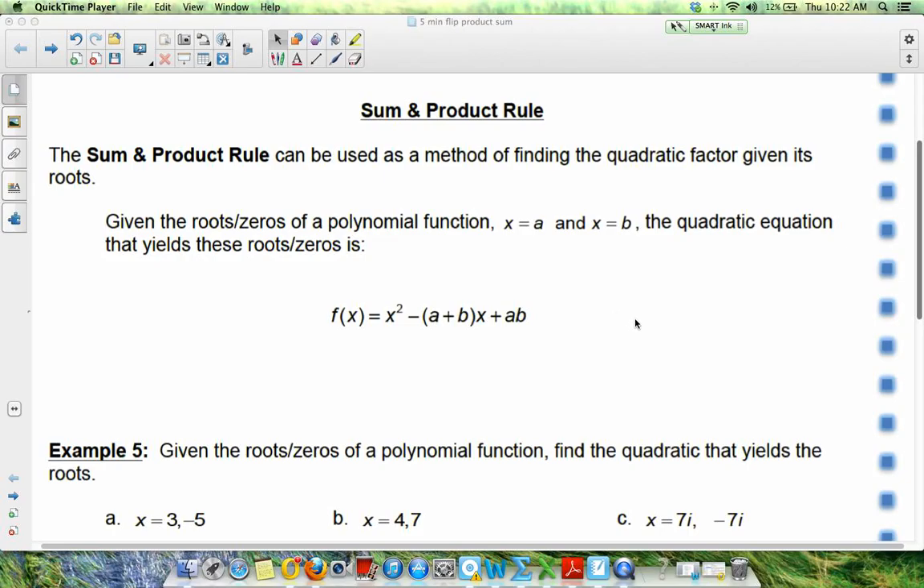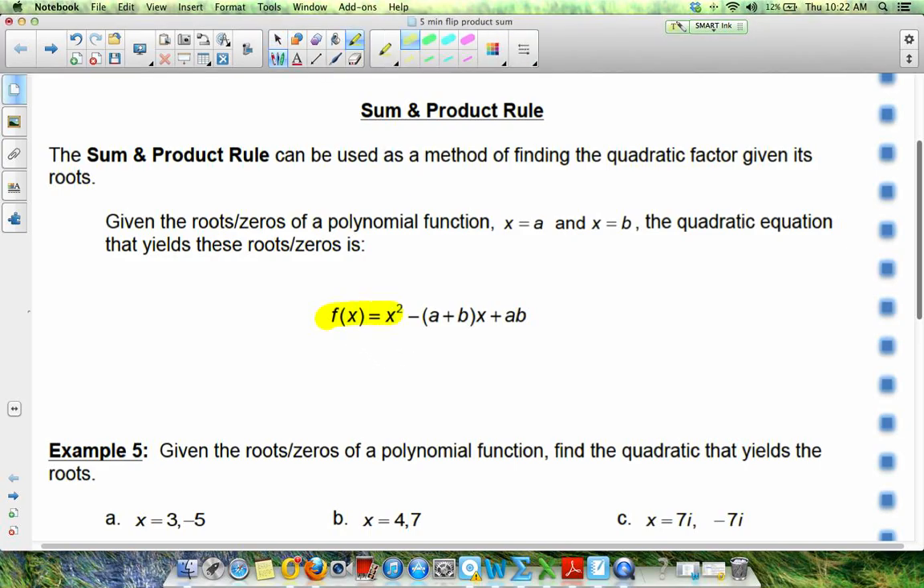Today's flip is going to show you the product sum rule that will help you build a polynomial expression knowing what the solutions or what the roots are. So we're going to start first by telling you you're going to have this pattern memorized. Your function is going to be equal to x squared minus the sum of the two solutions times x plus the product. And the most frequently missed part, first of all, people forget this shortcut. And the next part is your sum of your two solutions needs to have its sign switched.